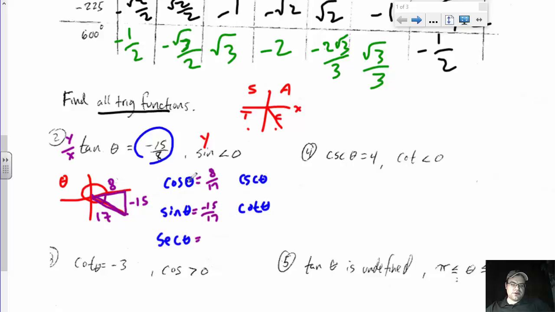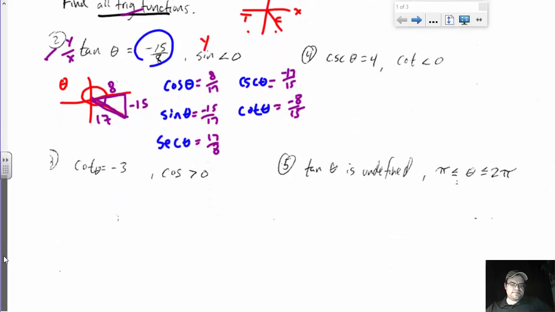The secant is the reciprocal of cosine, so you take its answer and flip it upside down. So it's 17 over 8. The cosecant is the reciprocal of sine, so it's negative 17 over 15. And the cotangent is the reciprocal of tangent, which is going to be negative 8 over 15. So your answer is complete. We have all trig functions for number 2. Okay, let's go on to number 3. Just go in order.